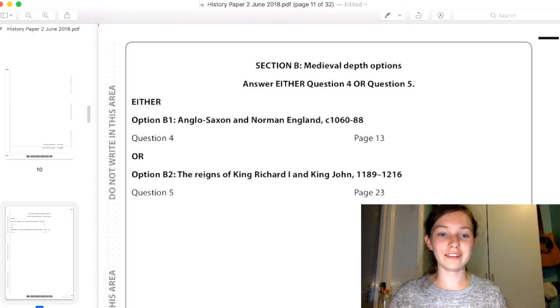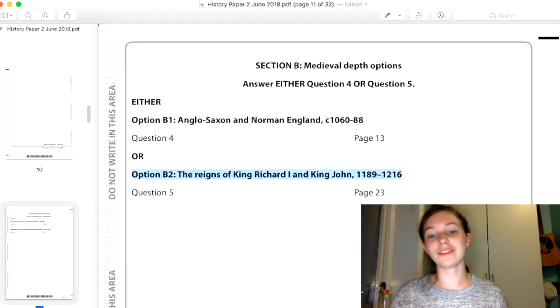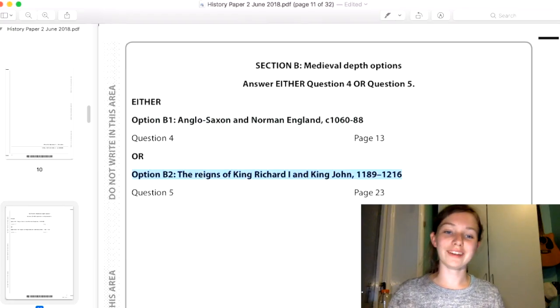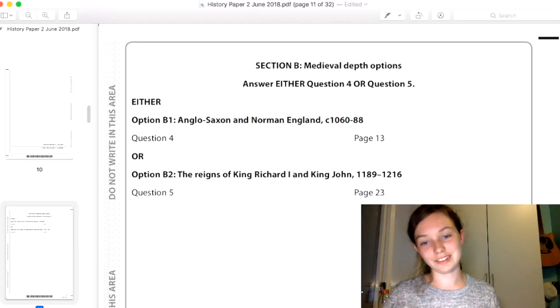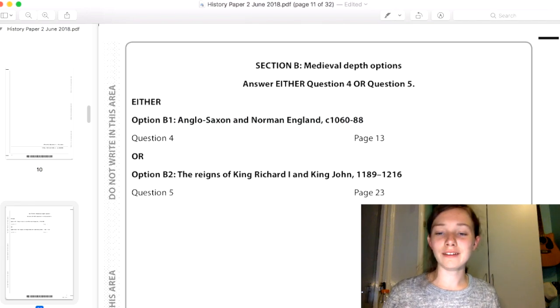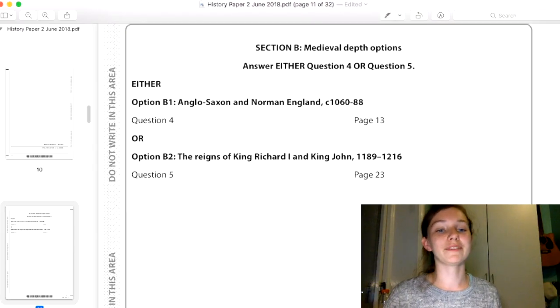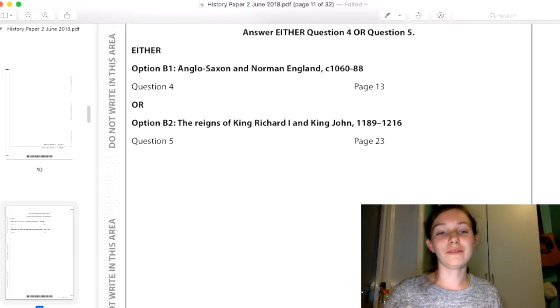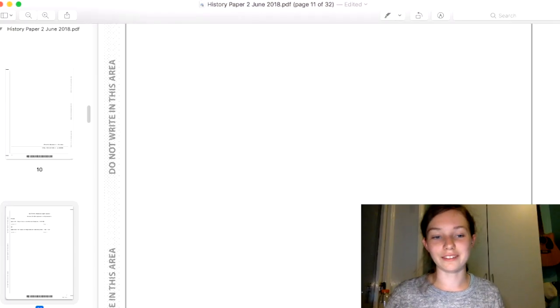And then you look at this and you go, am I doing Anglo-Saxon and Norman England, or am I doing the reigns of King Richard I and King John? In my case, I went, yes, I'm doing Anglo-Saxon and Norman England. You're at a slight disadvantage if you're doing the reigns of Richard I and King John, because you have slightly more pages to turn, so that loses you a tiny fraction of a bit more time. So yeah, we're at an advantage, us Anglo-Saxon lot.